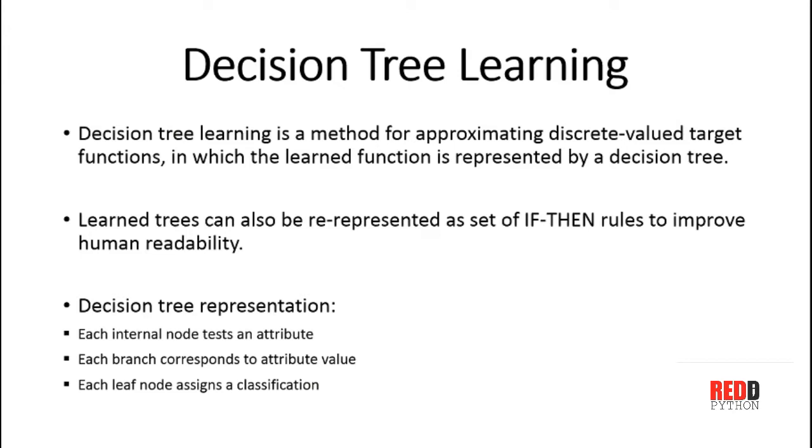Now, decision tree is basically a method for approximating discrete value target functions. And the learned function is represented by a decision tree. Now, for human ease, we can see the decision tree as if-then rules, representing the if-else conditions that we use in programming. Now, in a decision tree representation, each internal node tests an attribute, each branch corresponds to an attribute value, and each leaf node assigns a classification.